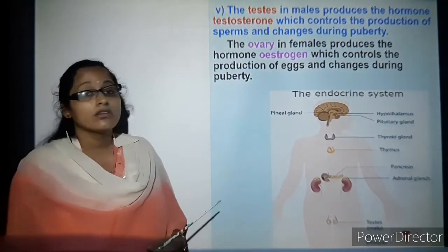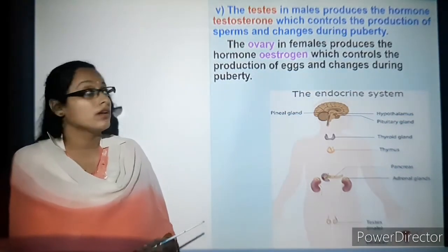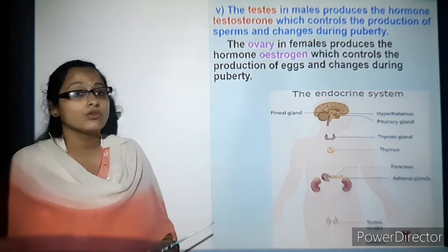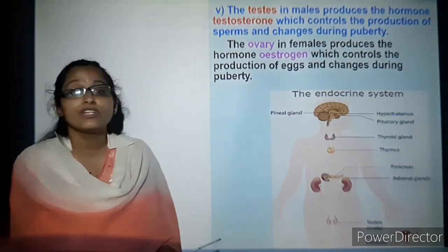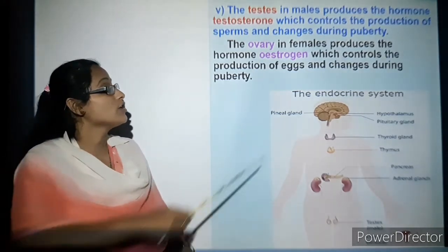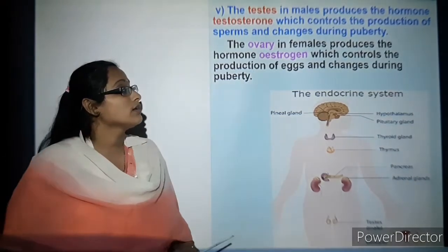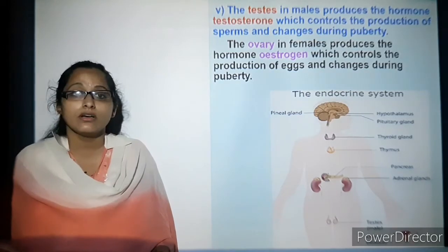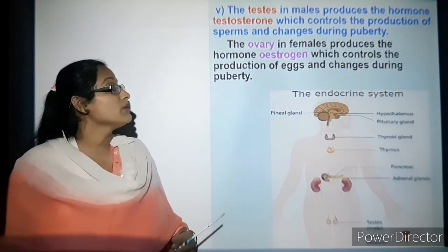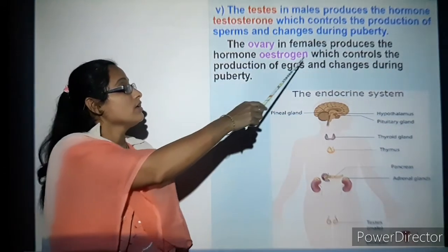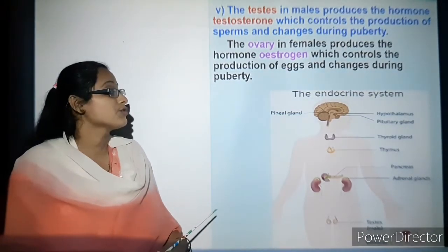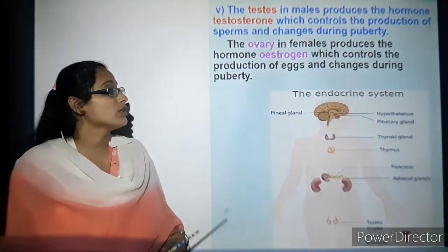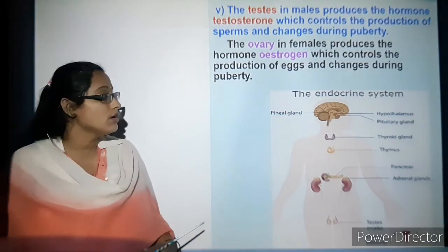Last but not least, with respect to endocrine glands, are the reproductive hormones. The testes, in males, produce the hormone testosterone, which controls the production of sperms and also causes changes during puberty. In females, the ovary produces the hormone estrogen, which controls the production of eggs and also causes the changes during puberty.